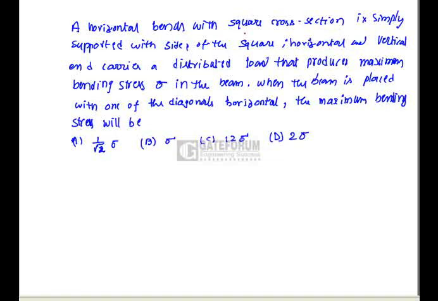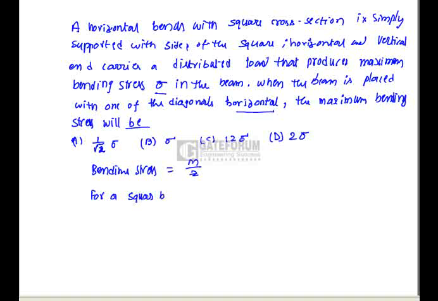A horizontal beam with square cross section is simply supported, with sides of the square horizontal and vertical, and carries a distributed load that produces maximum bending stress sigma in the beam. When the beam is placed with one of the diagonals horizontal, the maximum bending stress will be, so the bending stress we can denote with M by Z.